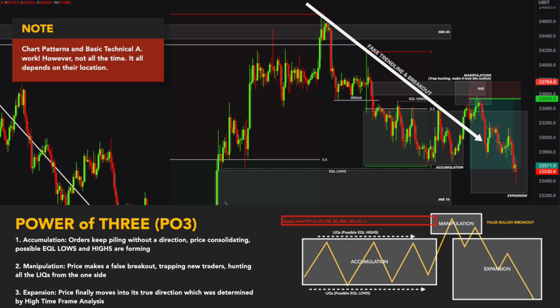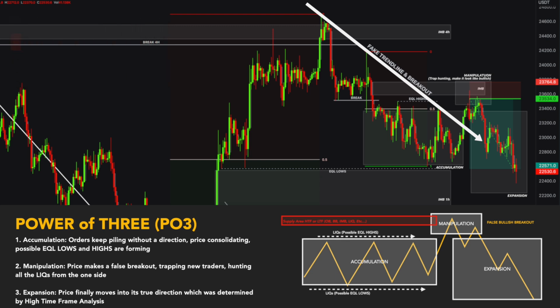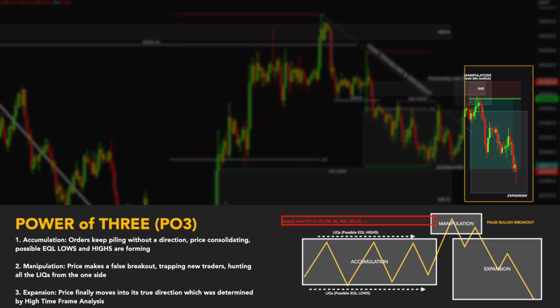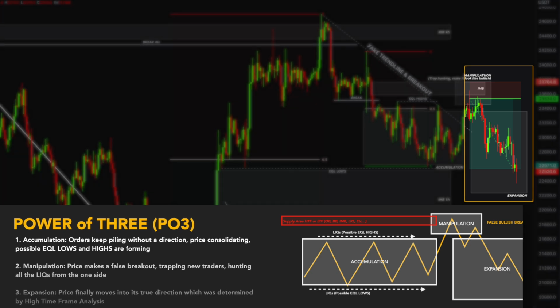The biggest mistake that beginner traders make is that they try to trade every bull flag, every trend line or every breakout. However, the most important thing is where these chart patterns are, you cannot trade all of them. Finally, the expansion phase. The price moves into its true direction, which was the discount zone, from the 4 hours with equal lows and giant imbalance.